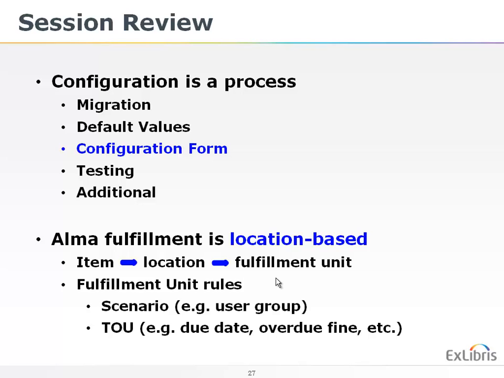The second point we discussed today is that fulfillment configuration in Alma is location-based, the assumption being that items which are in the same location circulate under more or less the same policies. Locations of the same type are associated with a fulfillment unit. And finally, the fulfillment unit contains rules which define scenarios and the policies which will be applied to those scenarios. Typically, scenarios are defined according to user group. For exceptions, scenarios may also be defined by item status.